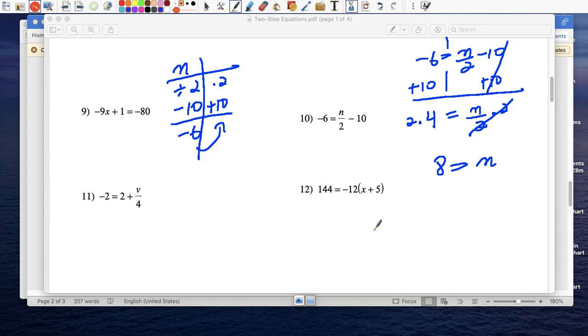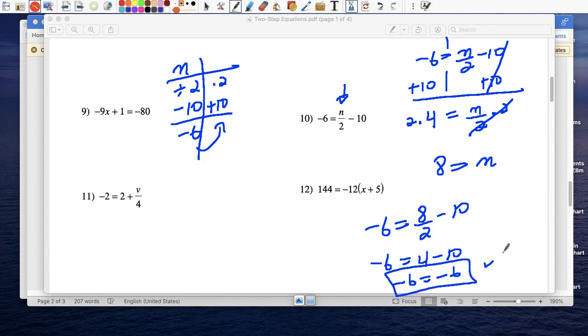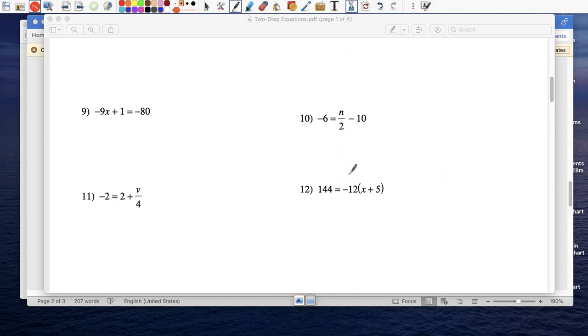Go back to my original equation. I got negative 6. And over here, I'm going to go 8 over 2 and then minus 10. Oh, negative 6. 8 over 2 is 4 minus 10. And then it's negative 6. And 4 minus 10 is negative 6. Done.